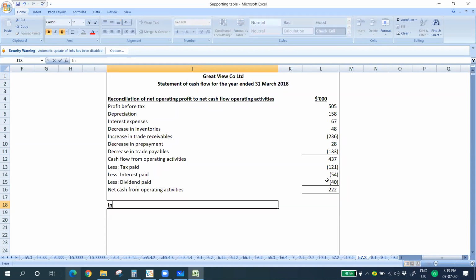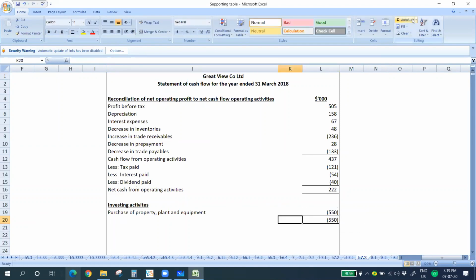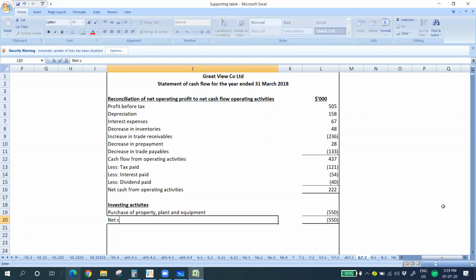So up to here is our cash from operating activities. Next is our investing activities. In the investing activities, we will show purchase of property, plant, and equipment. The amount that we spend is 550. So we will show net cash used in investing activities.